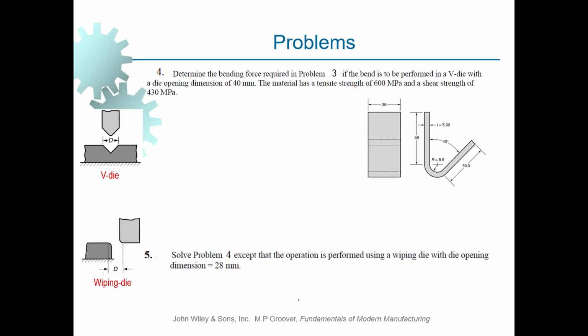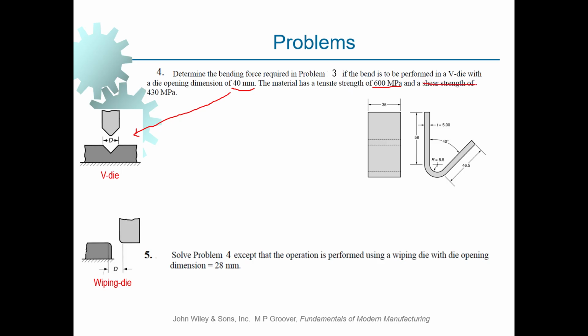Problem 4, determine the bending force required in problem 3, the previous problem, if the bend is to be performed in a V die with a die opening or D. Die opening or D is also given here. Well, this size is given as 40 D. The material has a tensile strength. Tensile strength of the material is given. This is needed in the bending operation, and a shear strength of 430 MPa.